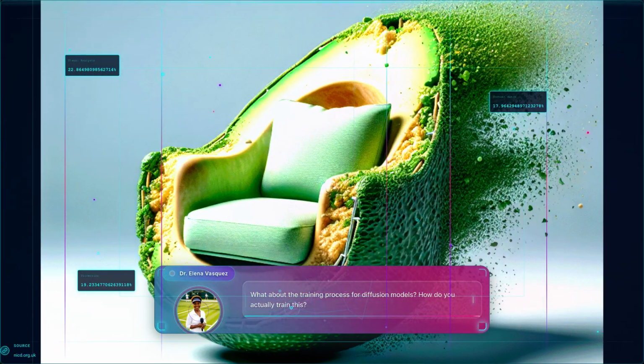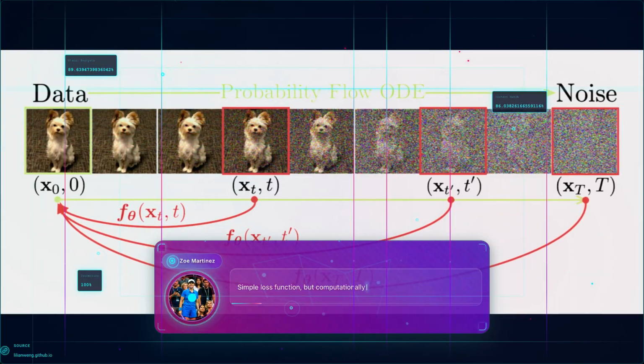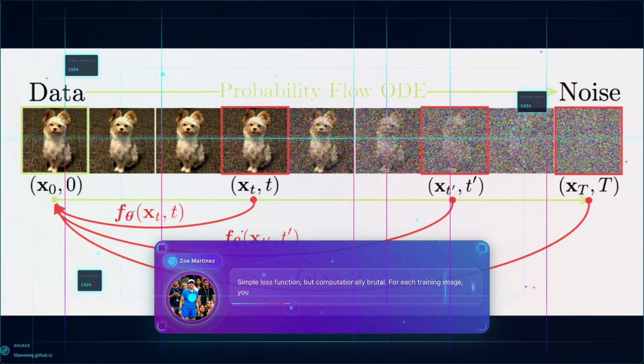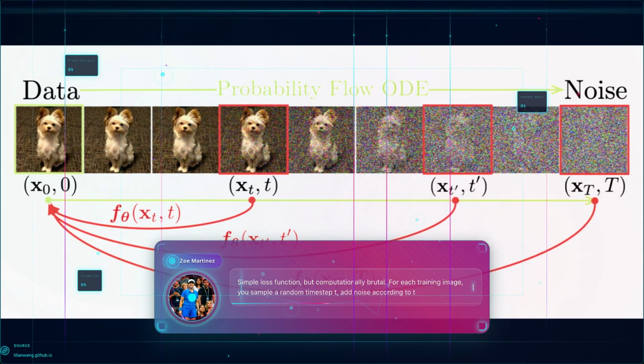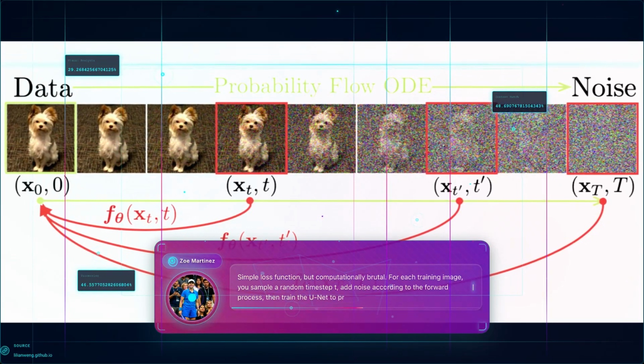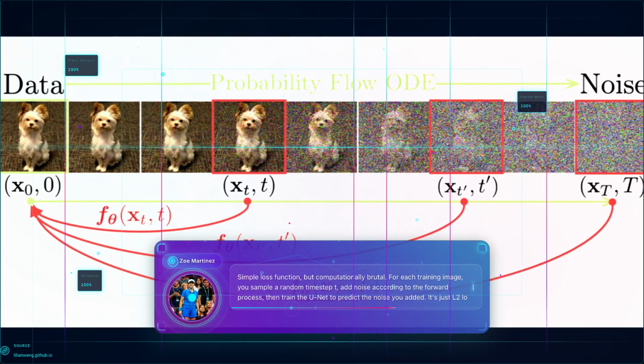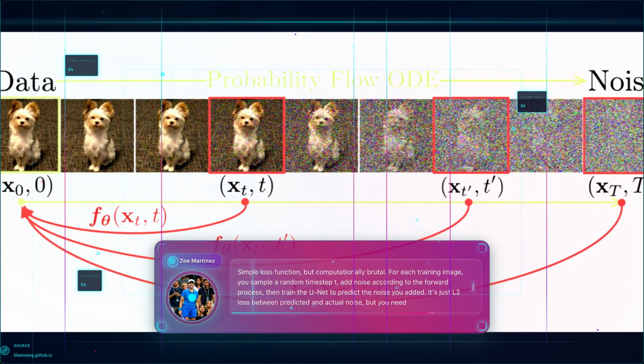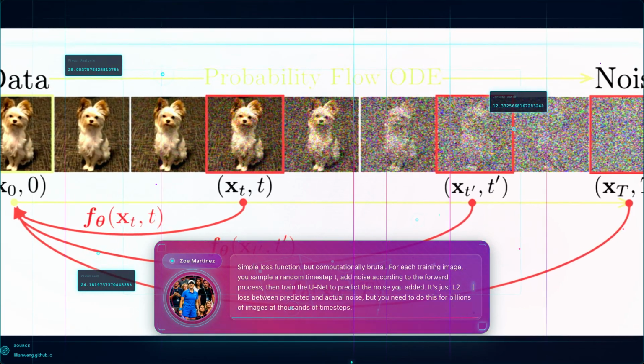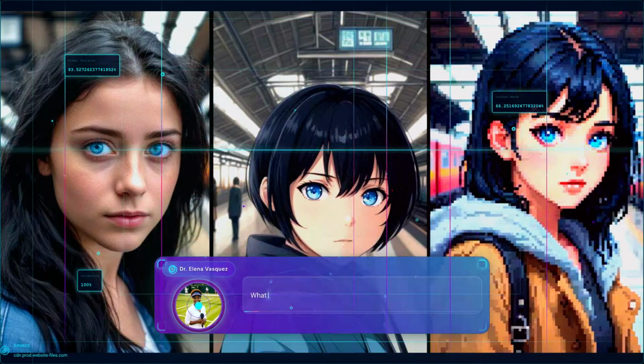How do you actually train this? Simple loss function but computationally brutal. For each training image, you sample a random time step t, add noise according to the forward process, then train the UNet to predict the noise you added. It's just L2 loss between predicted and actual noise, but you need to do this for billions of images at thousands of time steps. What's the training data?